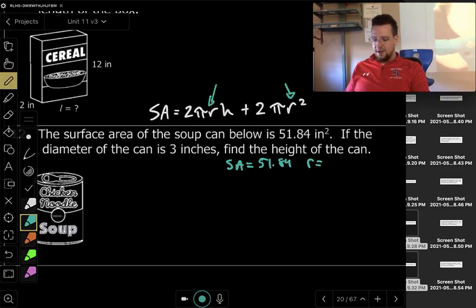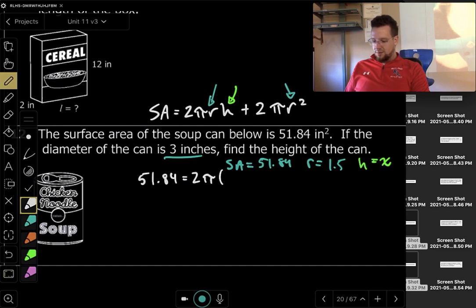Well, the radius is half of the diameter, so it's going to be half of 3. This is 1.5. And then we're only left with one variable here, our height, which we don't know, so I'm just going to say that the height is x. So I declared the variables, now I'm going to substitute these things back in. So we have 51.84 is equal to 2 pi, radius was 1.5, the height we don't know, plus 2 pi r squared.